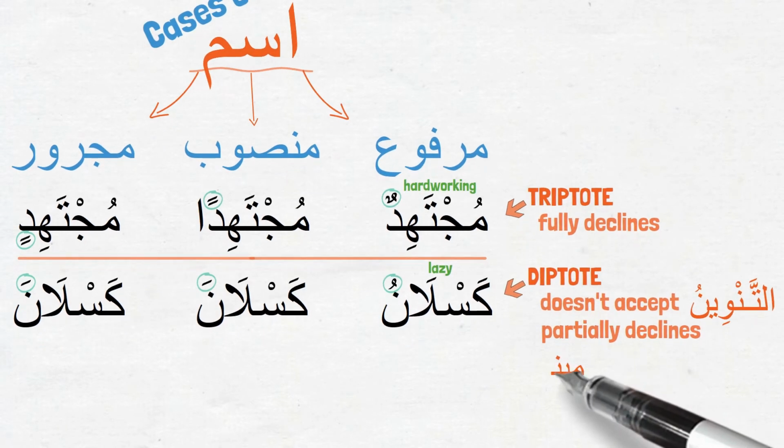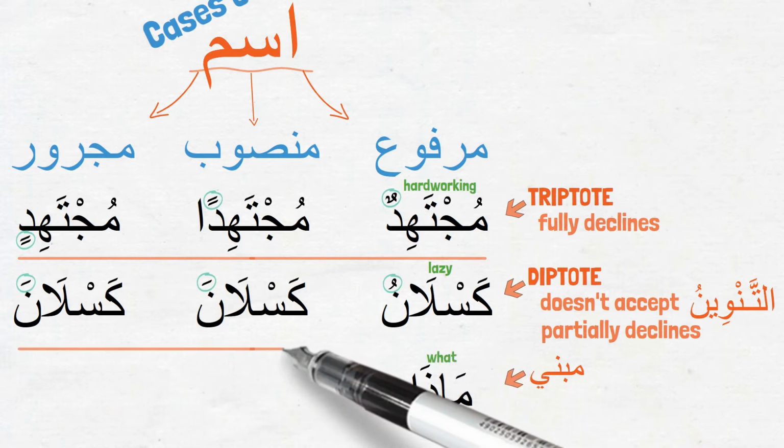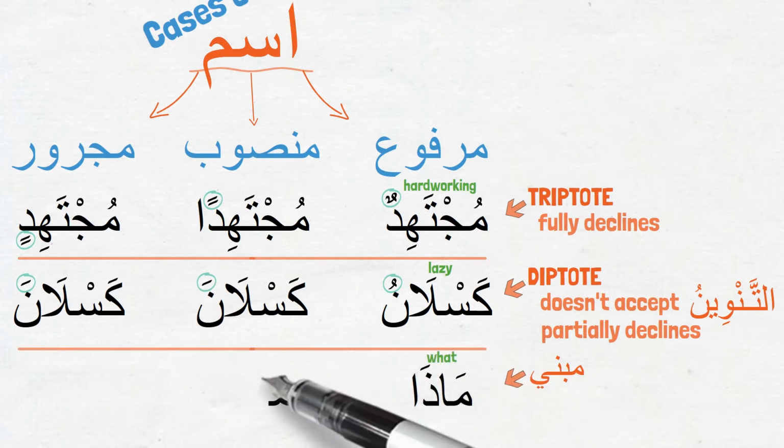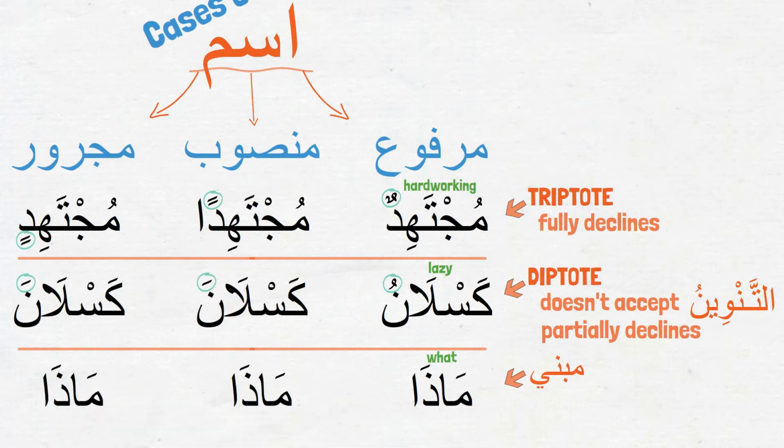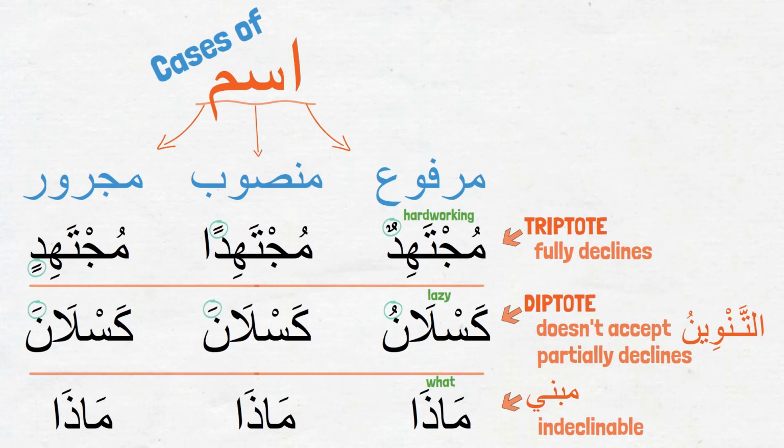Compare these 2 categories to mabni ism, like ماذا, what. In all cases, whether it is marfu', mansub or majroor, this ism stays as ماذا, with no change in ending. So the DIPTOTE ism fully declines. DIPTOTE partially decline. And mabni doesn't decline. It is indeclinable ism.